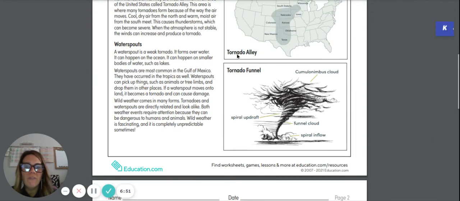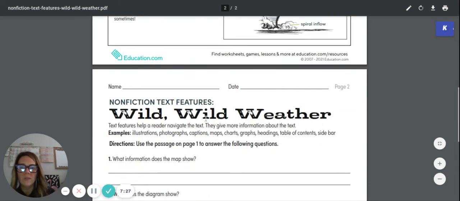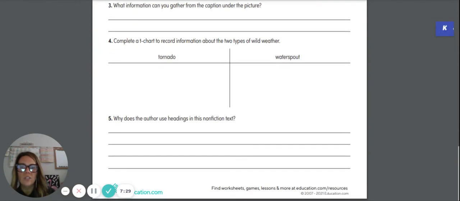And then we have a tornado funnel, okay? So this is another graphic aid. This is more of a drawing, an illustration of what a tornado funnel looks like. And remember, I told you that graphic aids actually have labeling in them. So look, this actually has labeling. So it shows you where the cumulonimbus cloud is, where the spiral updraft is, a funnel cloud, and then the spiral inflow, okay? And then the next heading would be then what? Look, water spouts, okay? So then you're going to read about water spouts, okay? And then down here is just lots of different questions that you can get.